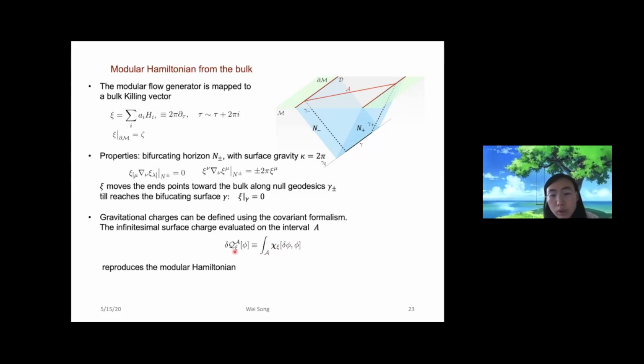This is A. So in the covariant formalism, one can calculate this surface charge in different places, and they are the same. In particular, one can calculate the charge at this interval, along this interval A. And by explicit calculation, by considering two neighboring states in gravity and calculating the infinitesimal charge, one can show explicitly this agrees with the field theory calculation of the change of the modular Hamiltonian between two neighboring states.